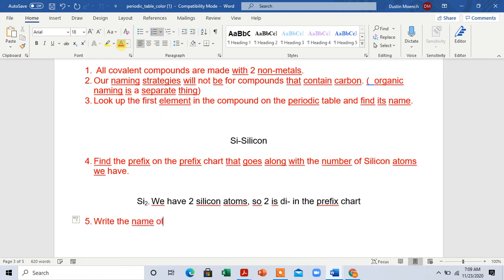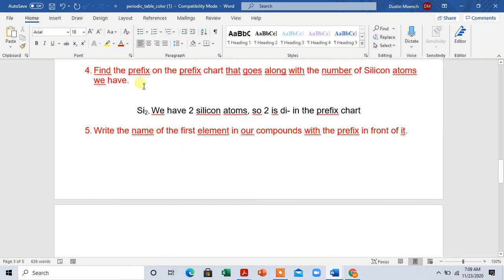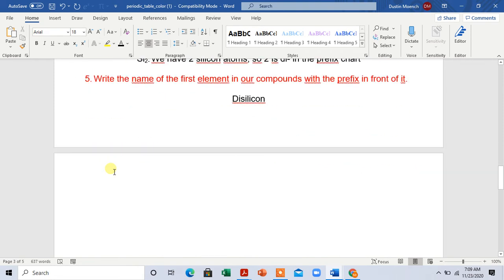Write the name of the first element in our compound with the prefix in front of it. So I'm going to write disilicon. That's what I'm going to start by writing.